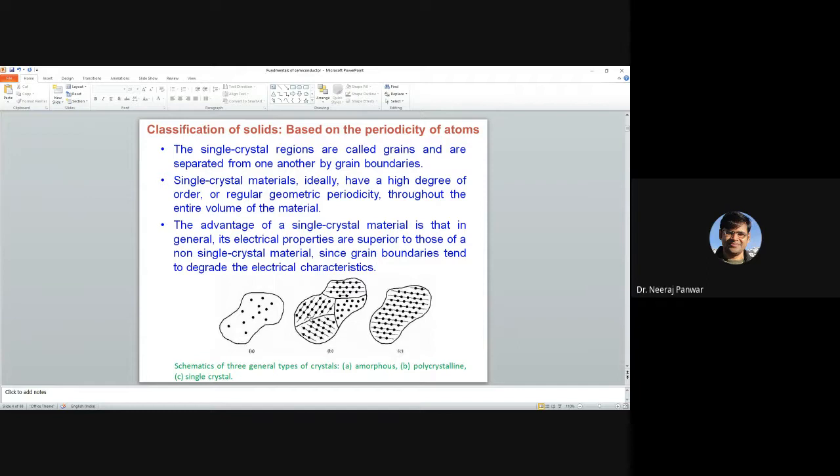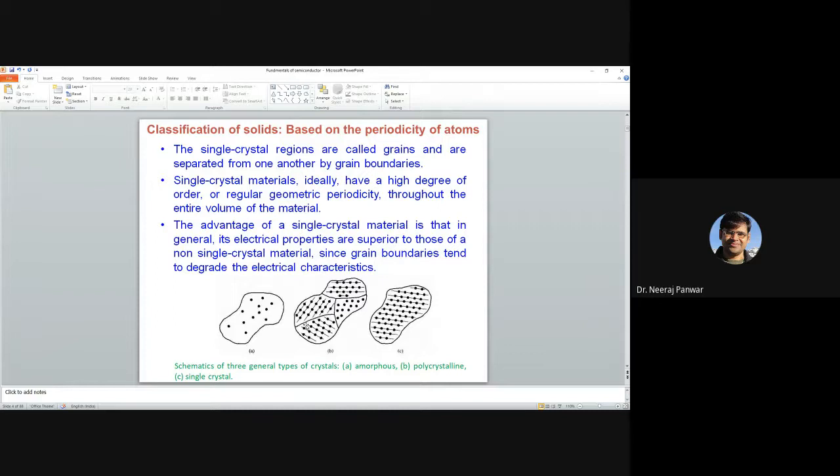You can see every region. And this region where we have the crystalline arrangement or the periodic arrangement of atoms or molecules is known as grain, and the grains are separated from each other by grain boundary. So please remember that grain boundaries are the regions of high disorderness. By disorderness, we mean that there is no specific arrangement of atoms at the grain boundaries.